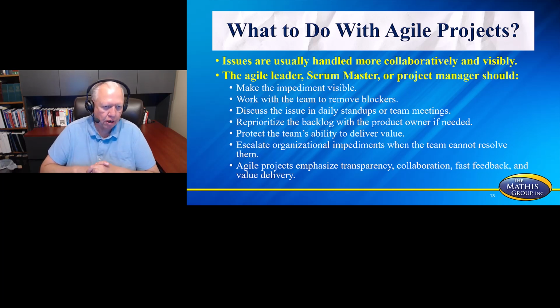What do you do if it's an agile project? Issues are usually handled more collaboratively and visibly, because the agile leader, scrum master, or product owner is going to be talking to the team. They're not going to call that shot themselves. So typically you're going to make the impediment visible, work with the team to remove the blockers, discuss the issue in daily stand-ups or team meetings, reprioritize the backlog with the product owner if needed, protect the team's ability to deliver value, and escalate organizational impediments when the team cannot resolve them. Agile projects emphasize transparency, collaboration, fast feedback, and value delivery. So I'll look for answers that support all of these components.